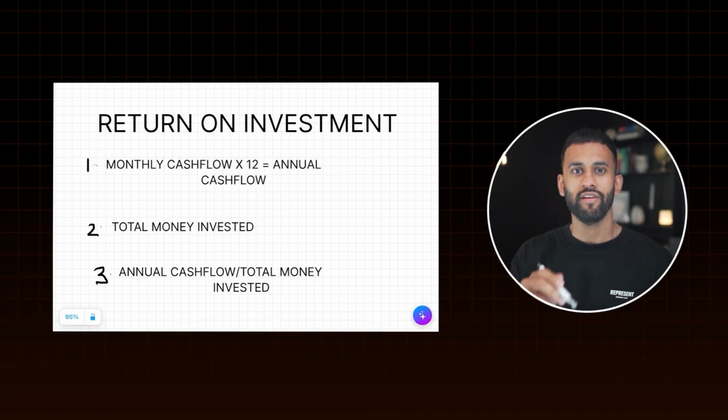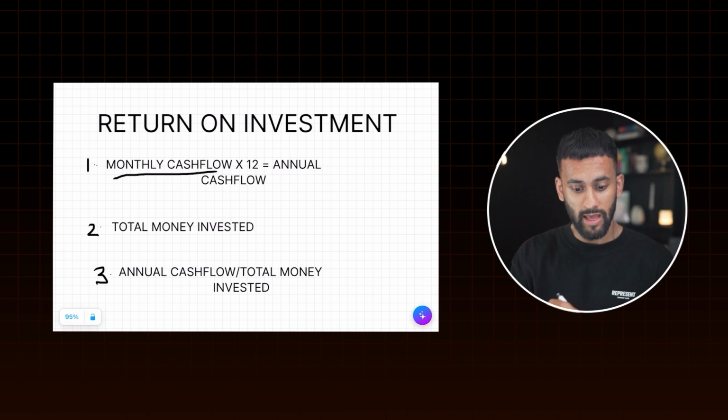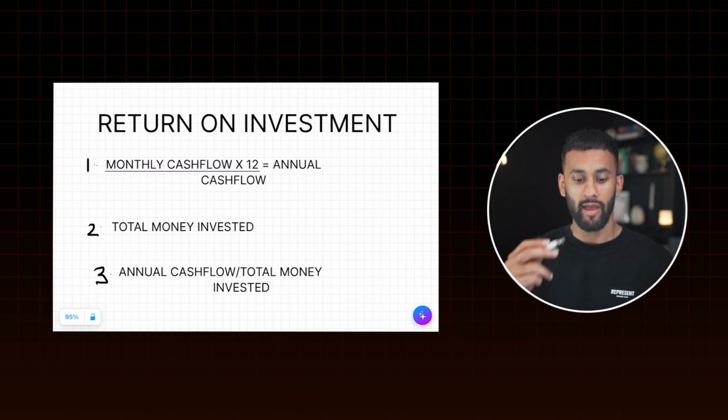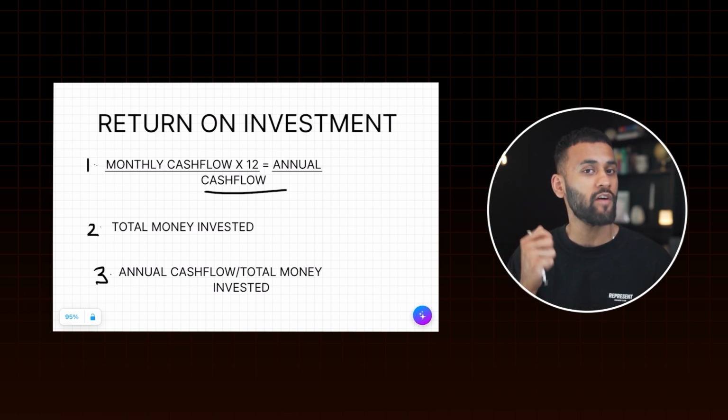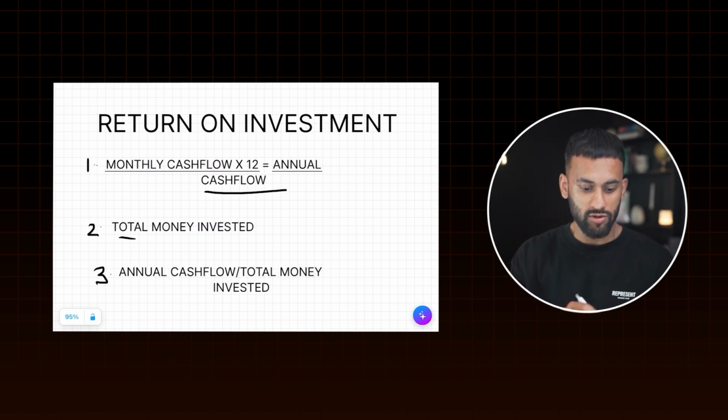So to work out the return on investment, the first thing you've got to do is take your monthly cash flow and times it by 12. That will give you your annual cash flow. Then get your total money invested figure. That will include everything like your 25% deposit, your stamp duty, legal fees, broker fees, everything that you put in. So that's your total money invested.